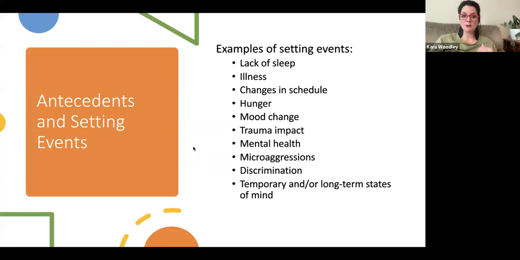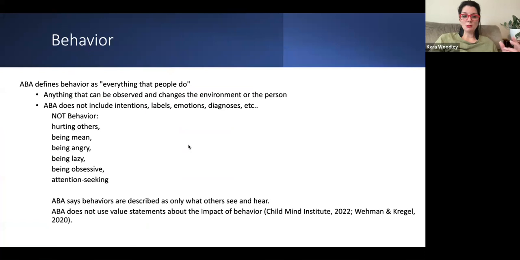And so, antecedents and setting events together, we can also see a behavior happen immediately. But looking at behavior, just to give you an overview of what ABA defines behavior as: it is something that everybody does. So everything that people do is behavior. Anything that can be observed and changes the environment or the person is behavior.